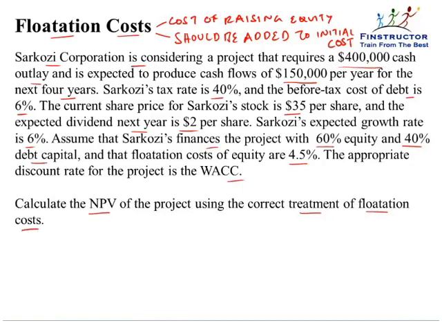Like we studied, flotation costs should be added to the initial cost of the project. The flotation costs are given to be 4.5% of the equity capital raised. So the total cost of the project is given to be $400,000, of which how much will be equity? It will be 400,000 into 0.6, that is $240,000.